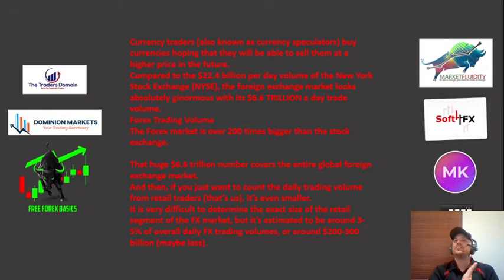So that includes everything. And then if you just want to count the daily trading volume for retail traders, that's us, it's even smaller. It's very difficult to determine the exact size of the retail segment of the FX market, but it's estimated to be around 3 to 5% of overall daily FX trading volumes, or around 2 to 300 billion dollars, might be less.